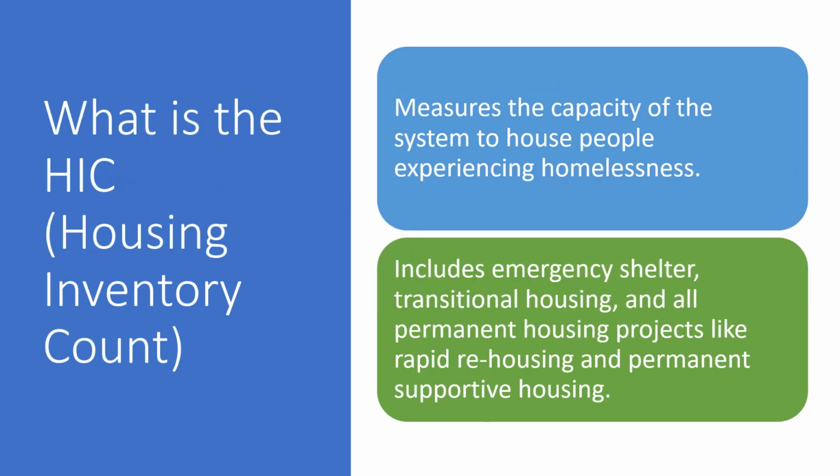What is the housing inventory count? The housing inventory count measures the capacity of the system to house people experiencing homelessness, including emergency shelter, transitional housing, and all permanent housing projects like rapid rehousing and permanent supportive housing. It is captured on the same night as the point-in-time count. There are two main categories, each with a different purpose and role: sheltered and permanent housing.